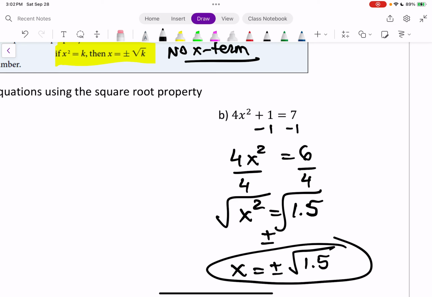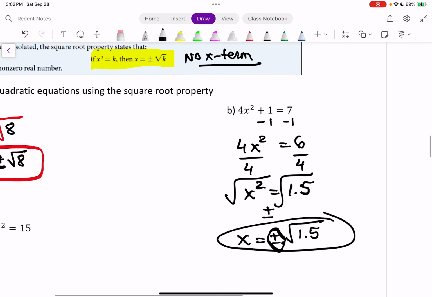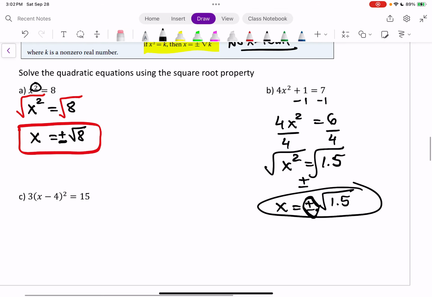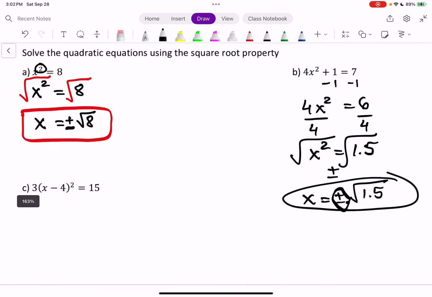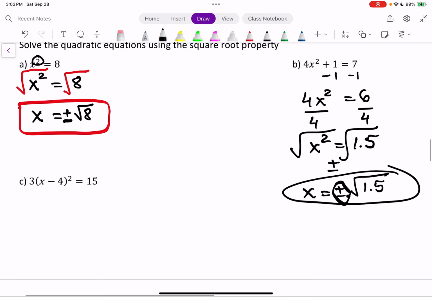That's fine. But don't forget the plus and the minus for your two possible answers. And so that's pretty fast. It's very rare for it to happen. So let me show you one more.